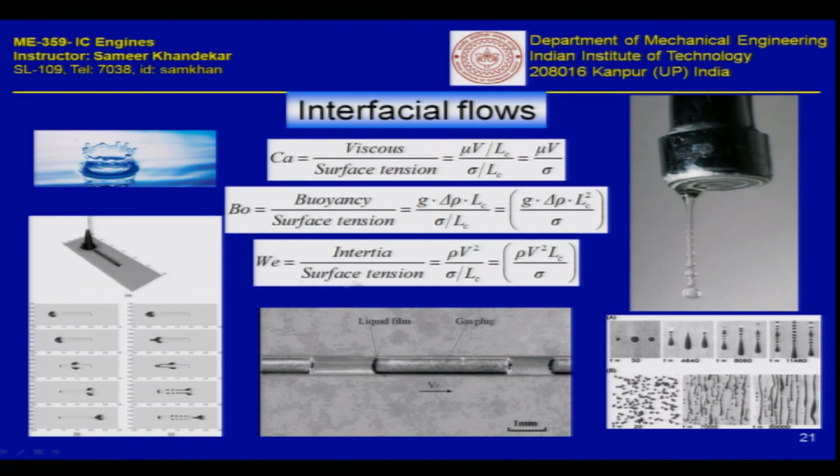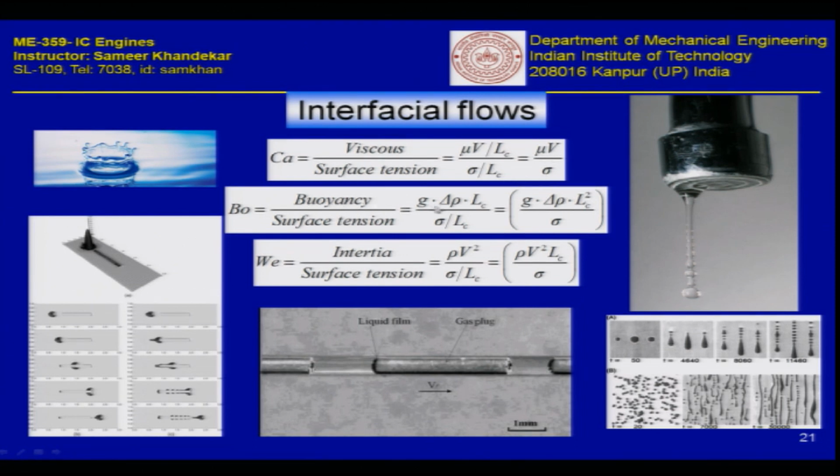Now, all these forces can be scaled. As you know, the viscous forces can be scaled as mu v by L. You will recall your Newton's law of viscosity: the velocity gradient multiplied by the viscosity is proportional to the shear stress, and that leads to the viscous forces which are directly related to the shear stress. And of course, surface tension is sigma by the characteristic length. So, when you divide these two, you get a non-dimensional number which is mu v by sigma.